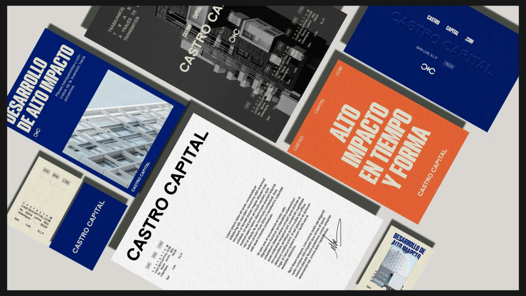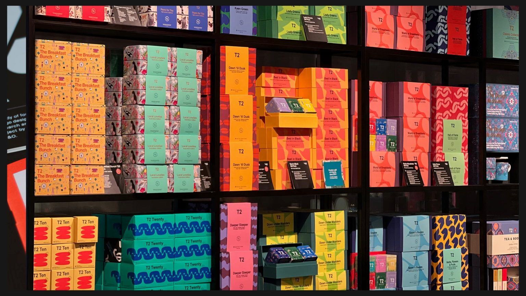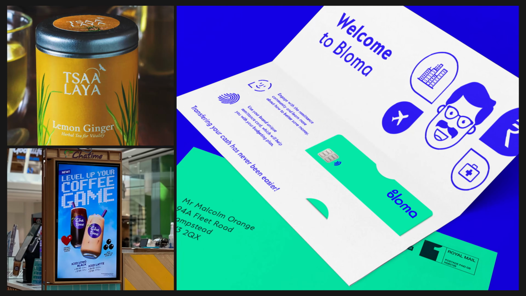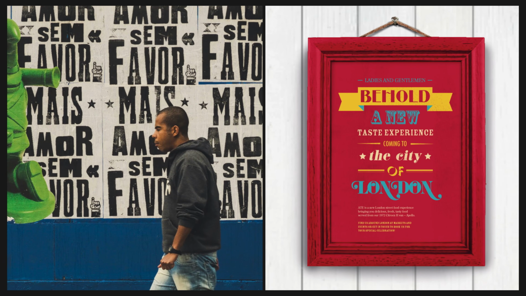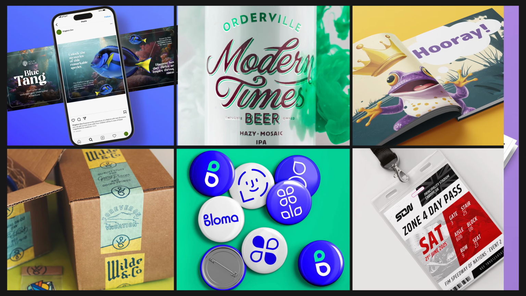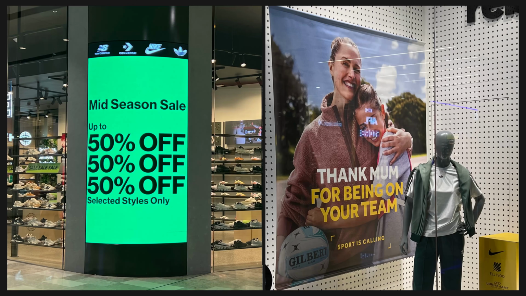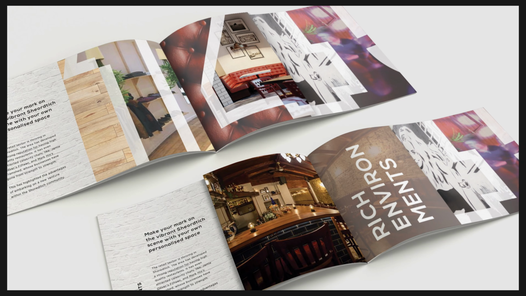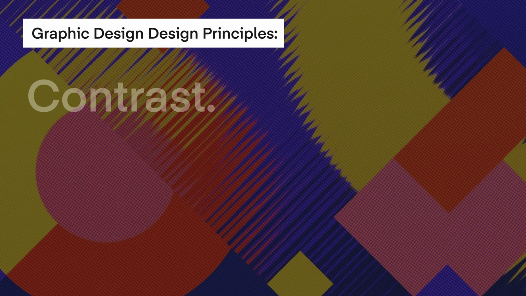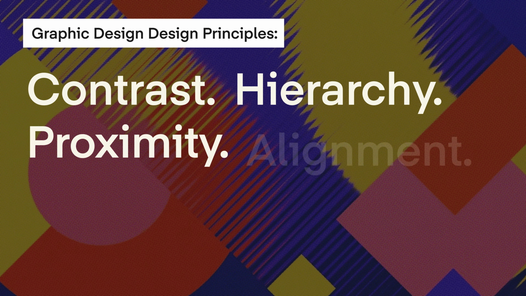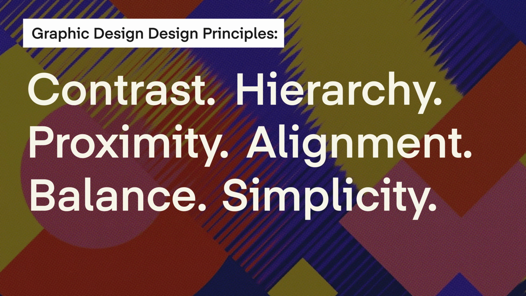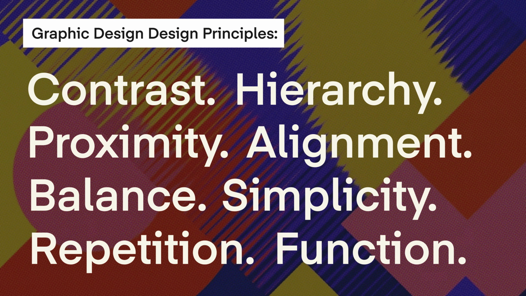Graphic design isn't just about making things look good, it's about making things work. Behind every powerful visual lies a structure, a set of principles that guide the design to not only be attractive but effective. In graphic design, we work with what are known as design principles. These include contrast, hierarchy, proximity, alignment, balance, simplicity, repetition, and function.